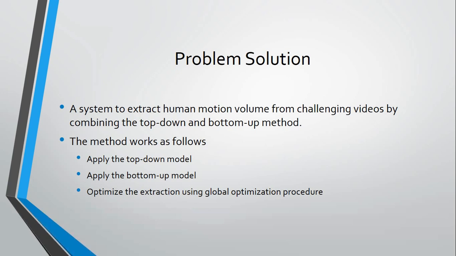So the authors came up with a system to extract human motion volume from challenging videos by combining the top-down and the bottom-up models. The way the method works is we first apply the top-down model to a video sequence, and then we apply the bottom-up model, and then finally we optimize the extraction using the global optimization procedures.